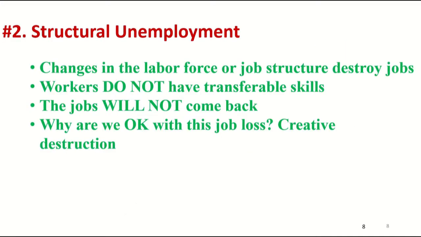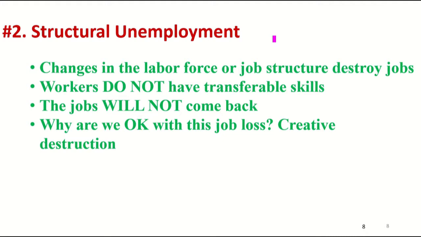The second type of unemployment is structural unemployment. Structural unemployment is when there's some type of change in the labor force or in your job, or there's something technological that takes your job. So you used to work in the auto plant assembly line, and now a robot does your job. You do not have transferable skills. That job is gone. The job will not come back. And we don't like it, but at the same time, we're okay with it.